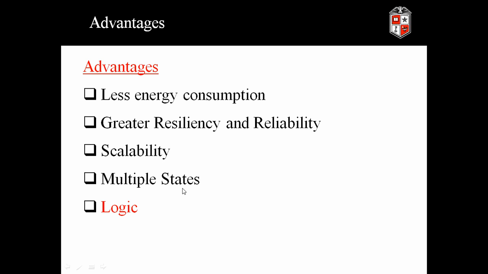It offers multiple states, not only 0 and 1, as it offers a different resistance value for different input voltages. If you precisely control the memristor operation, then we can achieve multiple states. One of the main advantages of the memristor is that we can also perform logic using memristors. In the future slides, I'm going to explain how we perform logic operations using memristors.